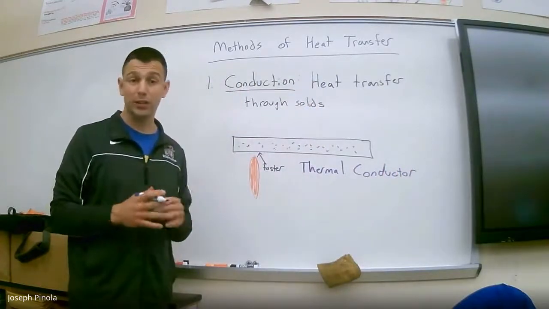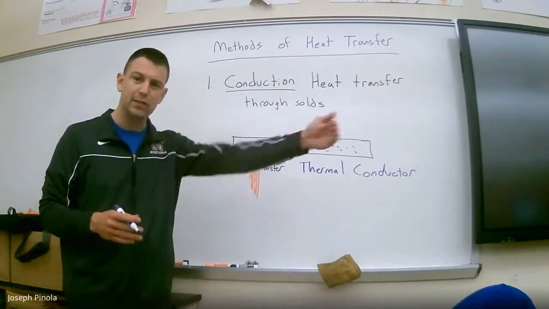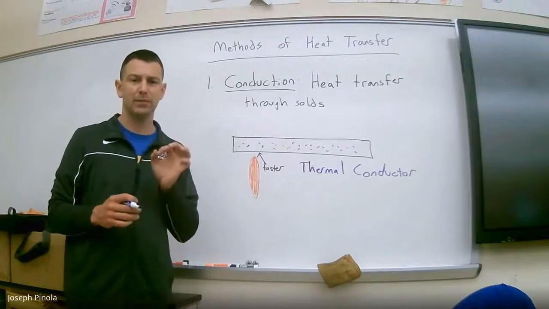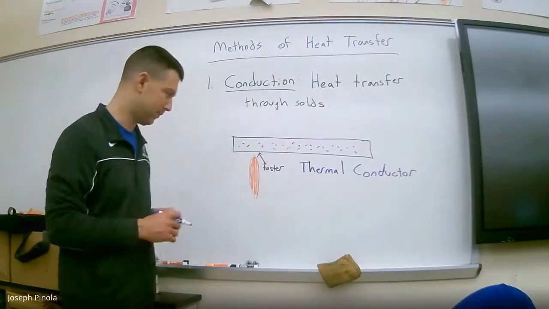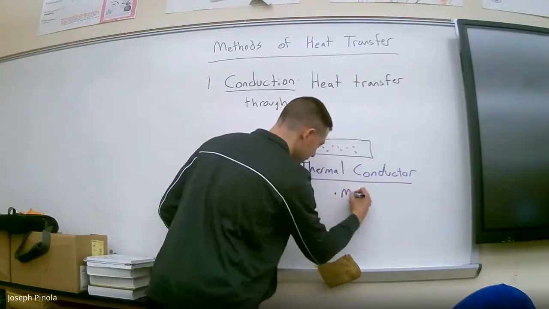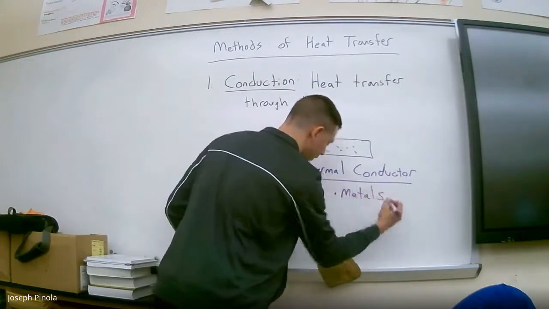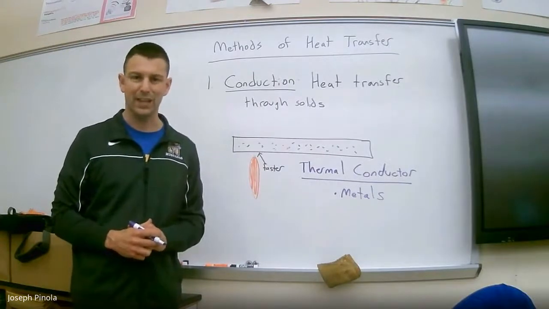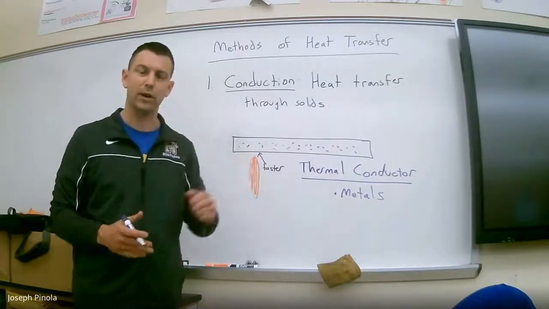A thermal conductor is something that allows heat to flow through very easily. It's due to the presence of something called free electrons. Metals are good examples of thermal conductors. They allow heat to carry all the way through them.